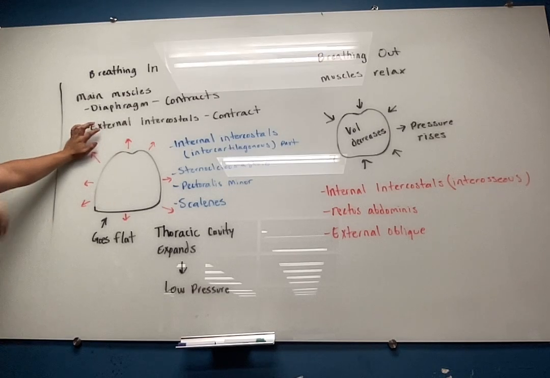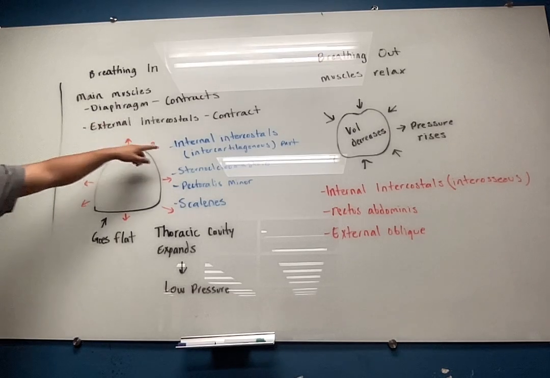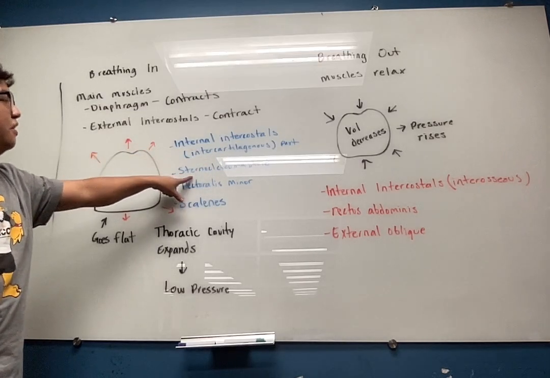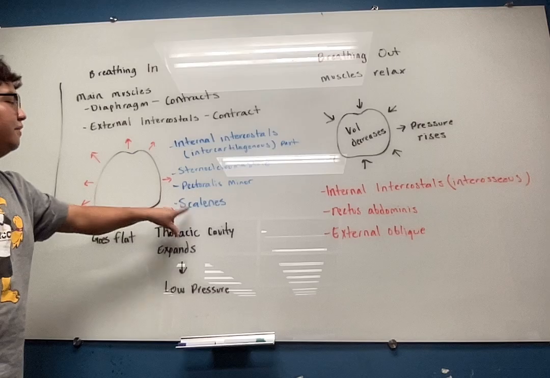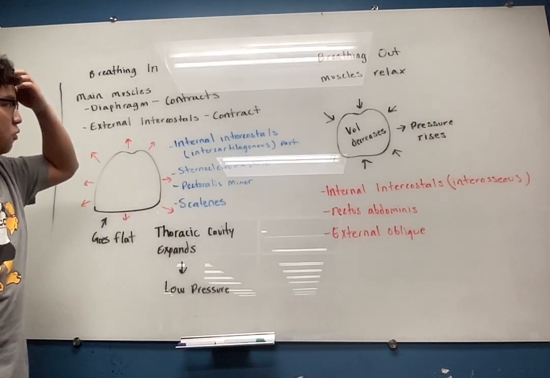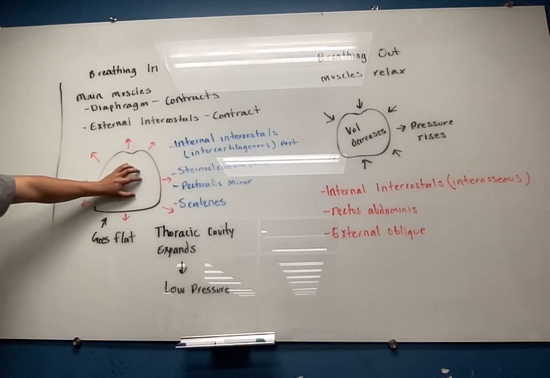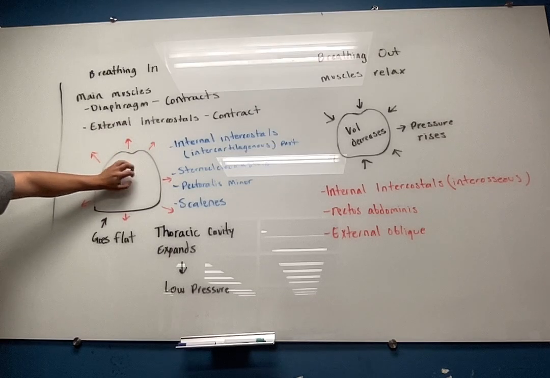For forced inhalation, so forced breathing in, you're going to be using internal intercostals, the intercartilaginous part, sternocleidomastoid, pectoralis minor, and the scalenes. So what are these guys doing? They're basically stretching out, they're making the thoracic cavity bigger.